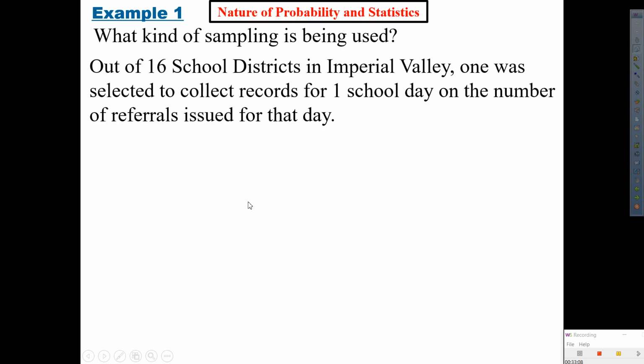Here goes another example. Out of 16 school districts in Imperial Valley, one was selected to collect records for one school day on the number of referrals issued for the day. Don't say it out loud yet. Think about it. There are 16 districts. We select one of them and collect all the data for referrals. Tell your neighbor what kind of sampling that is.